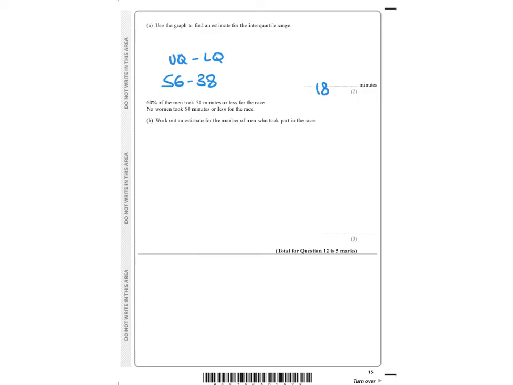Okay, then the next question says, 60% of the men took 50 minutes or less for the race. No women took 50 minutes or less for the race. Work out an estimate for the number of men who took part in the race. So 60% of the men took 50 minutes or less. So if I go back to the graph, that means 60% is 42 men. Okay, so I want to find 100%.